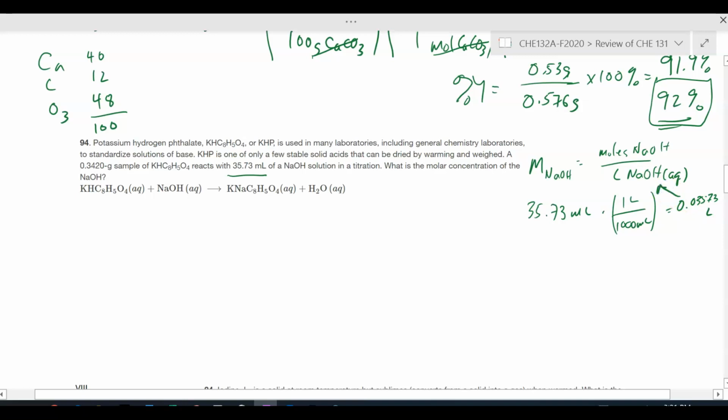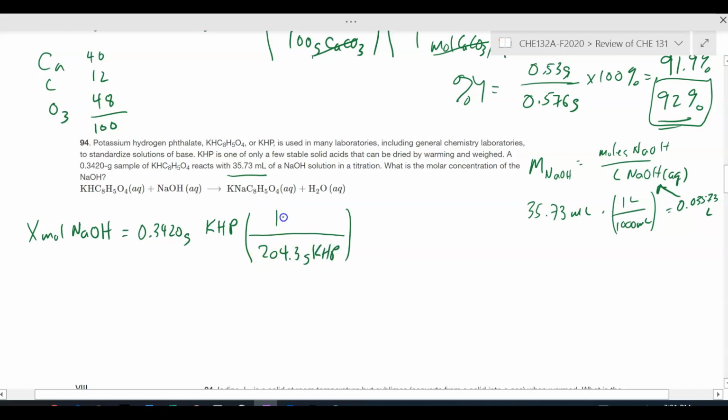Now what we have to do is figure out how much NaOH. So what we want is moles of NaOH is equal to our 0.3420 grams of our KHP. Now, I have a memory of KHP having a molar mass of 204.3 grams of KHP for every 1 mole.